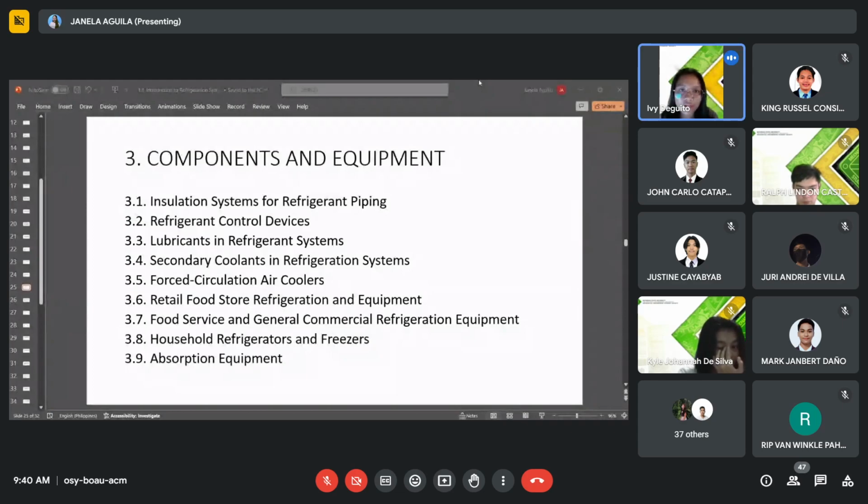Next naman po is number 3, components and equipment. 3.1, insulation systems for refrigerant piping. 3.2, refrigerant control devices. 3.3, lubricants in refrigerant systems. 3.4, secondary coolants in refrigeration systems. 3.5, forced circulation air coolers. 3.6, retail food storage refrigeration and equipment. 3.7, food service and general commercial refrigeration equipment. 3.8, household refrigerators and freezers. And 3.9, absorption equipment. So, itong mga components and equipment is madidiscuss siya sa mga susunod na slides. So, sa ngayon, unahin muna natin is yung sa insulation systems for refrigerant piping. Next slide po.